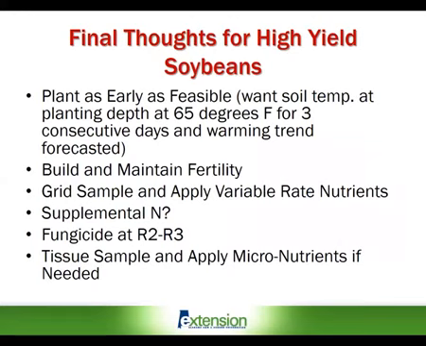So we talked about it. I plant as early as feasible. You need to build and maintain your soil fertility level. I would grid sample and apply variable rate nutrients and lime. The supplemental nitrogen, I would only apply 30 pounds at planting if I had an 80 bushel or more yield potential. Consider applying a fungicide with the other products, the Dimilin and the boron at R2 and R3. Tissue sample and apply micronutrients as needed.